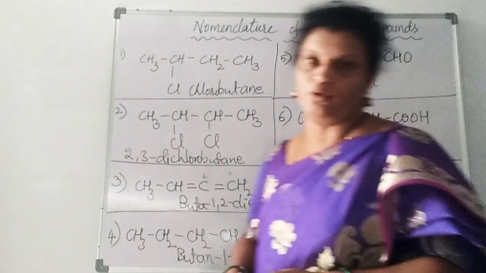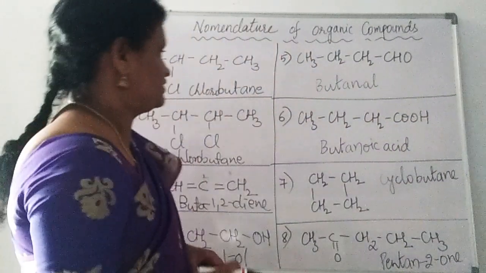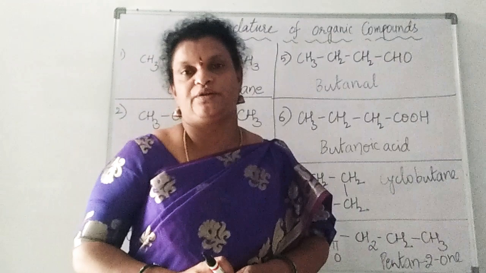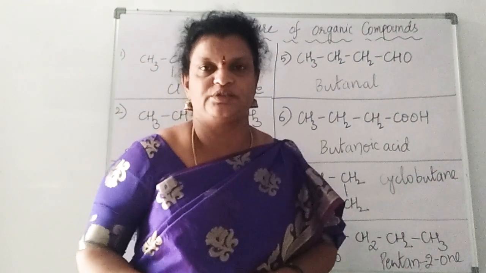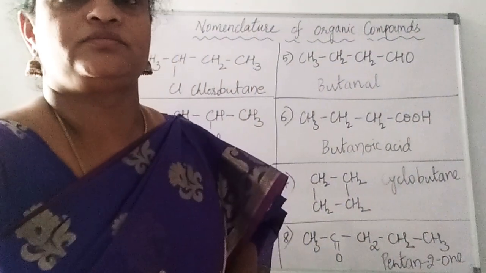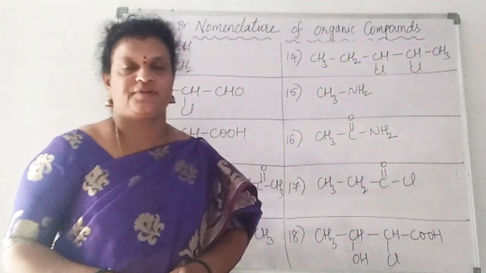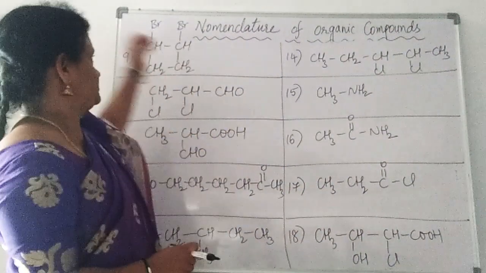Pentan-2-one. Right. So these are some more compounds. With the help of the IUPAC number rule system we are going to write the names. Some more compounds, let us see. We have the remaining compounds, some more other compounds here. So for that we will see the examples.